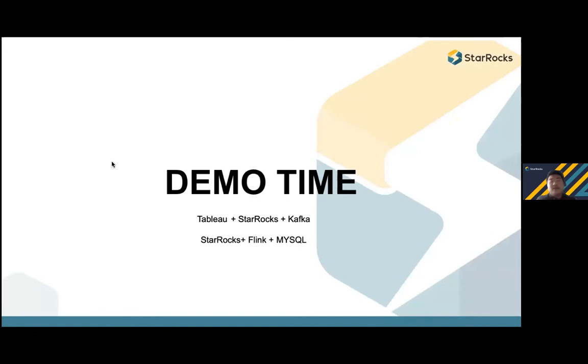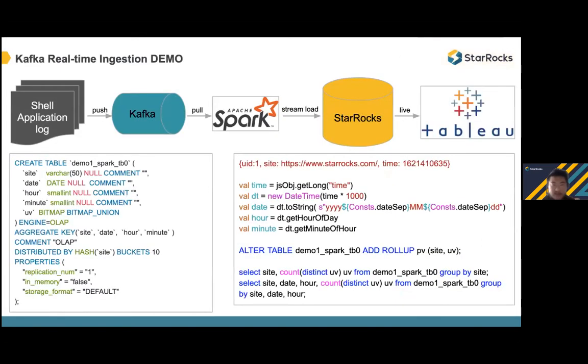Okay, so now it's demo time. In today's demo, I'm going to show two demos for you. One is using Kafka to import some log data into StarRocks in real time and display it in a Tableau dashboard in real time. Another example is where we use Flink to consume the MySQL binlog and import it in real time into StarRocks based on the Streamload API, and I will display the data in real time as well. So now let's have a look at the first demo.